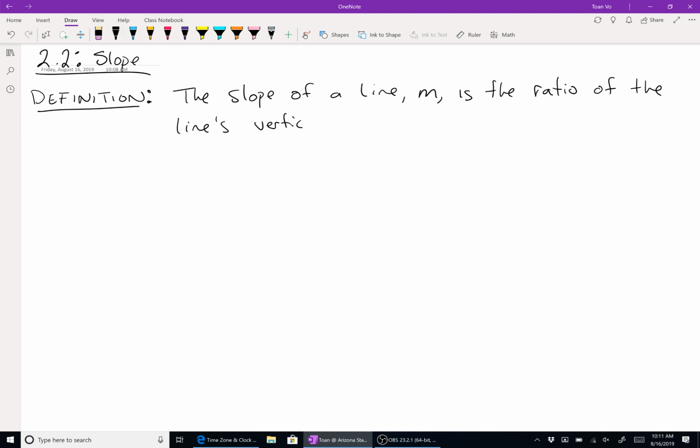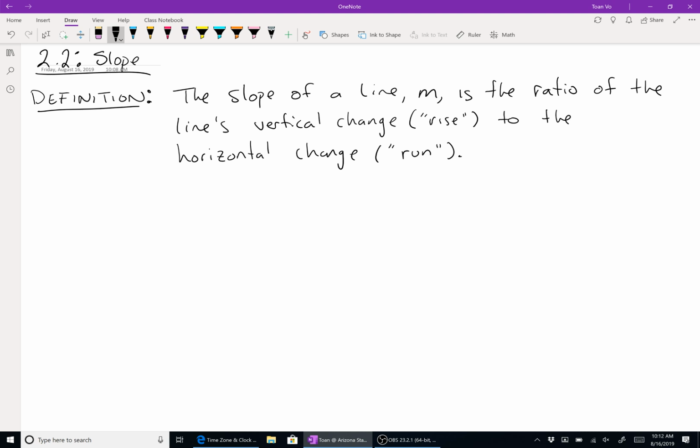vertical change, and the middle school pre-algebra word we use for vertical change is the, quote, rise, to the horizontal change. And the middle school pre-algebra term that we use for horizontal change is run. So that's why in your previous classes you probably heard slope being defined as, slope is just rise over run. But to use technical language, it's the vertical change to the horizontal change.